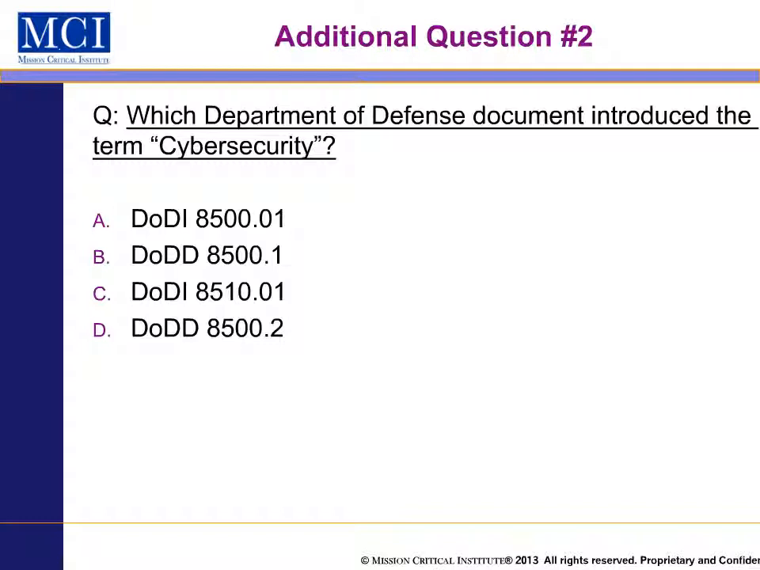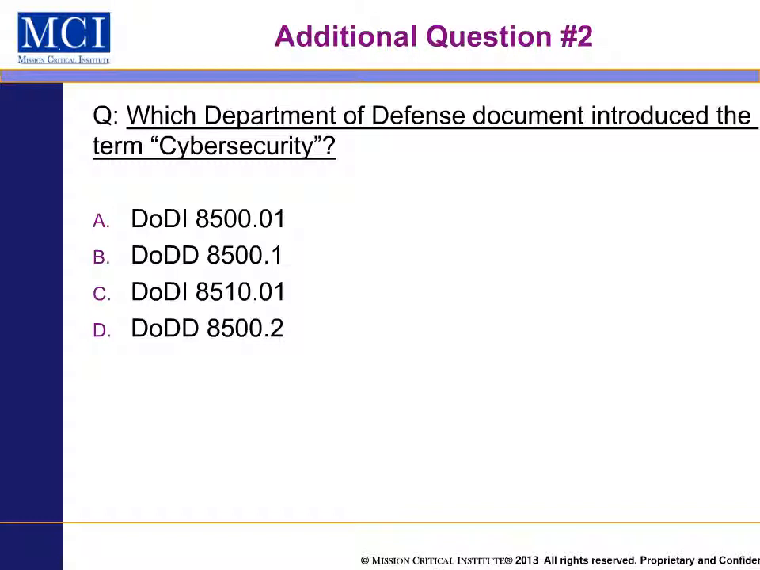Now, both of them contain the term information assurance. One of the things that we know Risk Management Framework does is it replaces the term information assurance with the term cybersecurity. So B and D are out of the picture. That leaves A and C: DoDI 8500.01 and DoDI 8510.01.